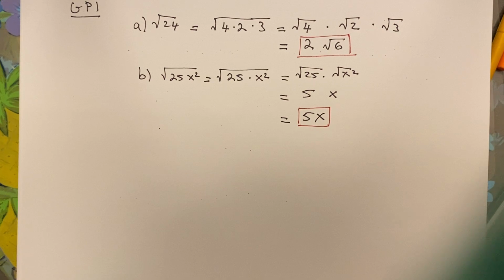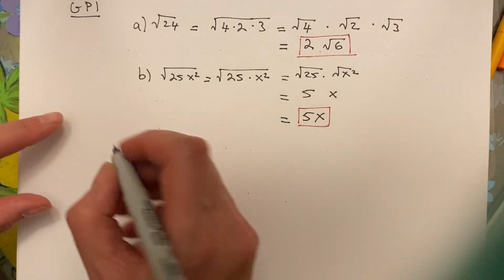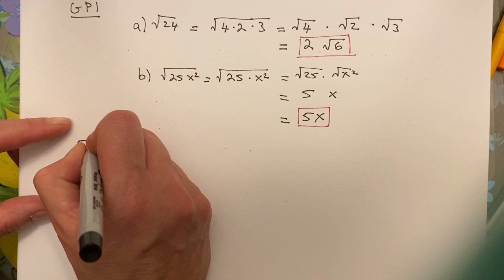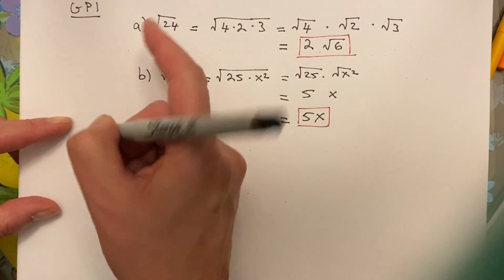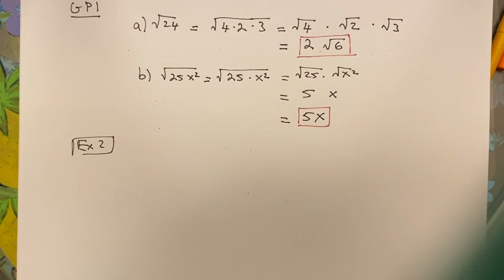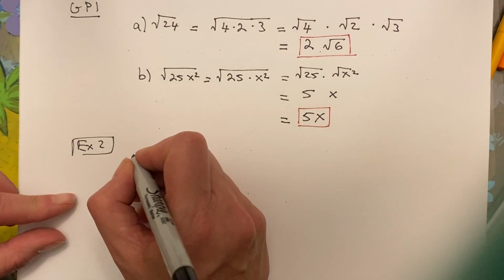Okay, let's move on to the next thing. Now, we're going to look at this in reverse. Example 1 said, how do we simplify a radical? But we can also go the other direction and multiply radicals. And so we're going to look at a few examples of that.